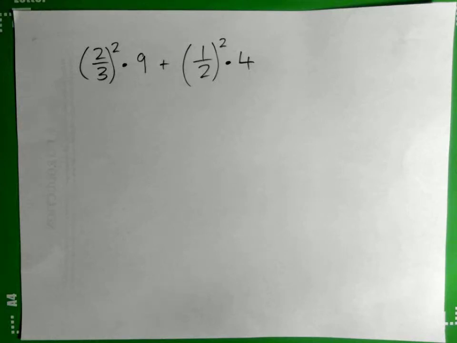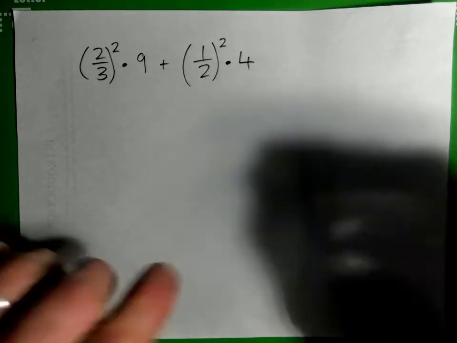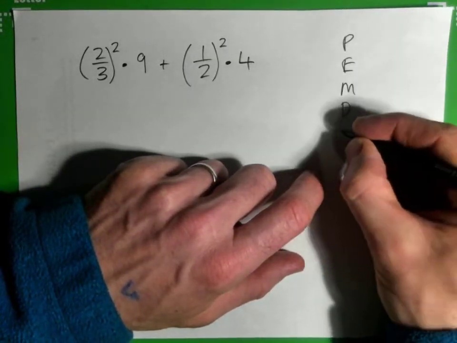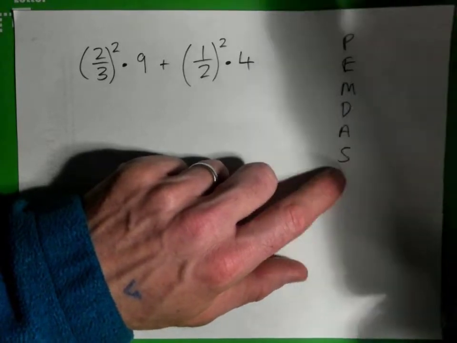Right. So we got 2/3 squared times 9 plus 1/2 squared times 4. We got some fractions in here. We got some order of operations. So let's just write down order of operations. PEMDAS: parenthesis, exponent, multiply, divide, add, subtract from left to right.